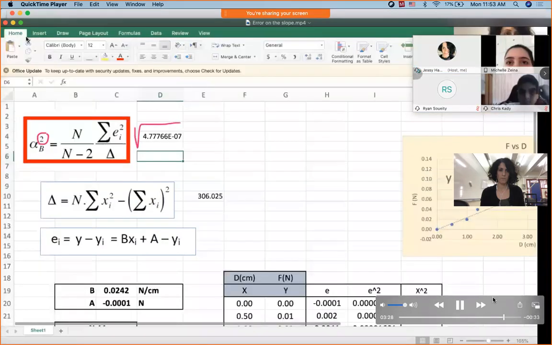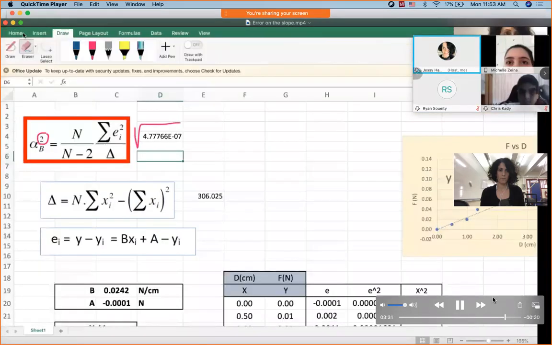Okay, so how can I remove? Okay, I want to remove the eraser. Okay, so back to this one.